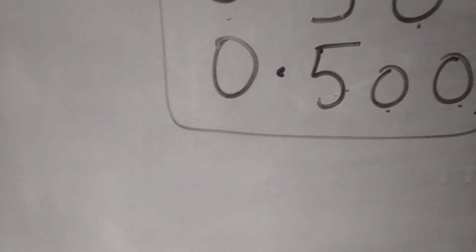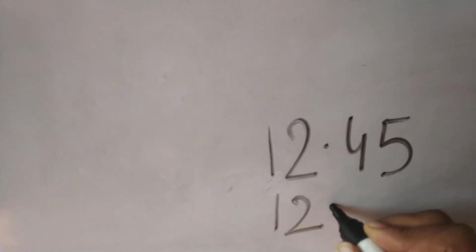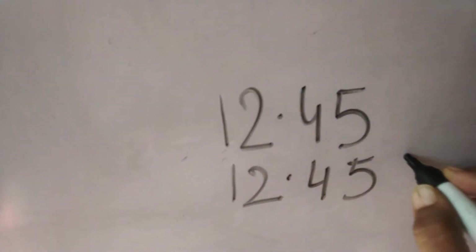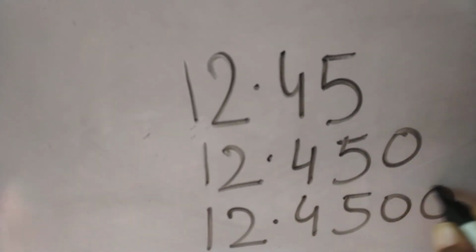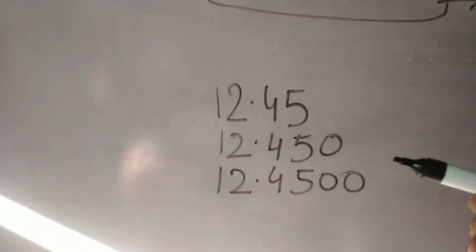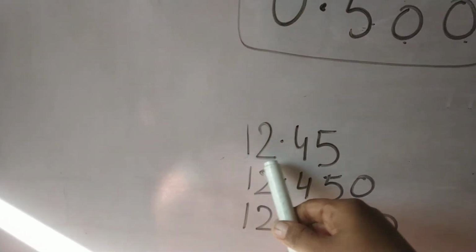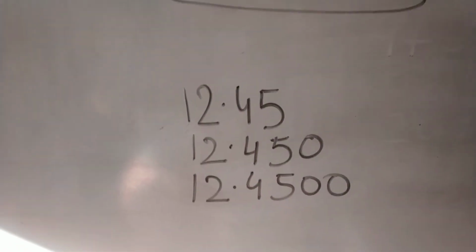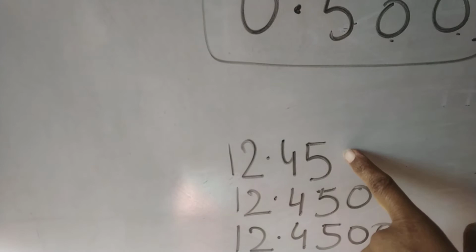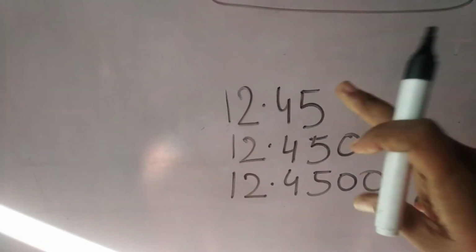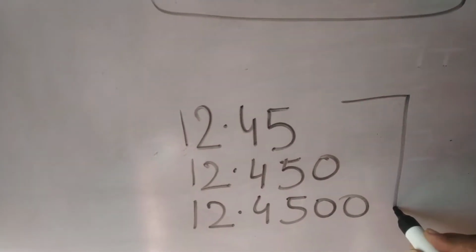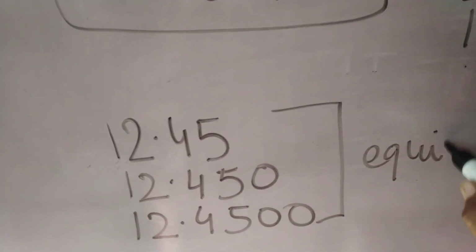Suppose I say 12.45, 12.450 and 12.4500. So you can see when I am reading, all their digits are at their places. Only the zeros are missing over here. So that will not change its value. So they all are equivalent. These three values are equivalent.